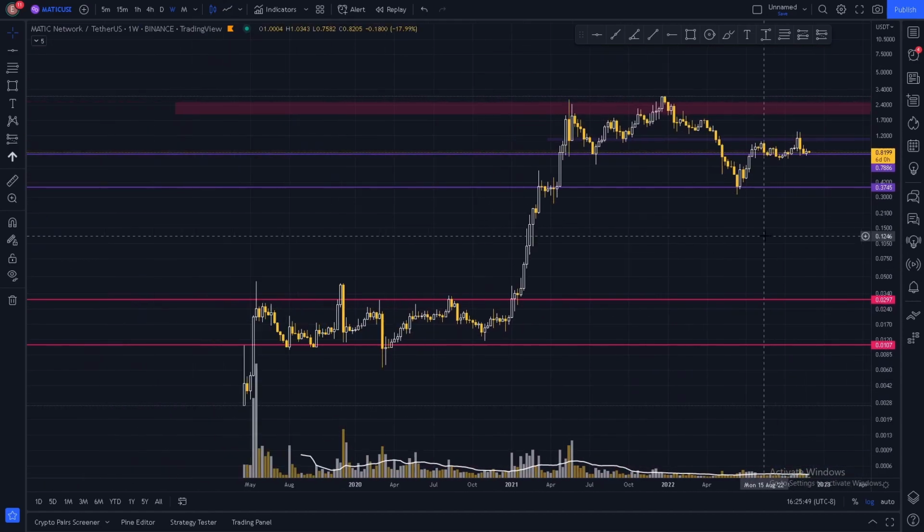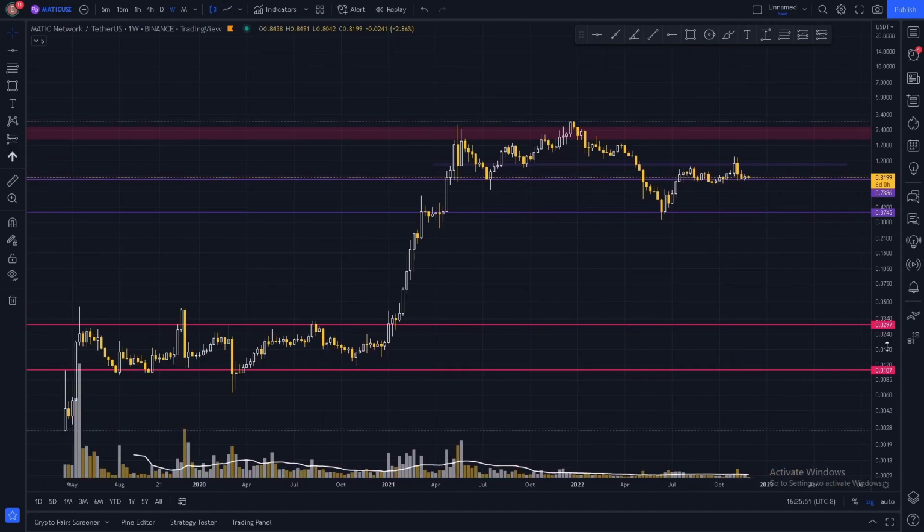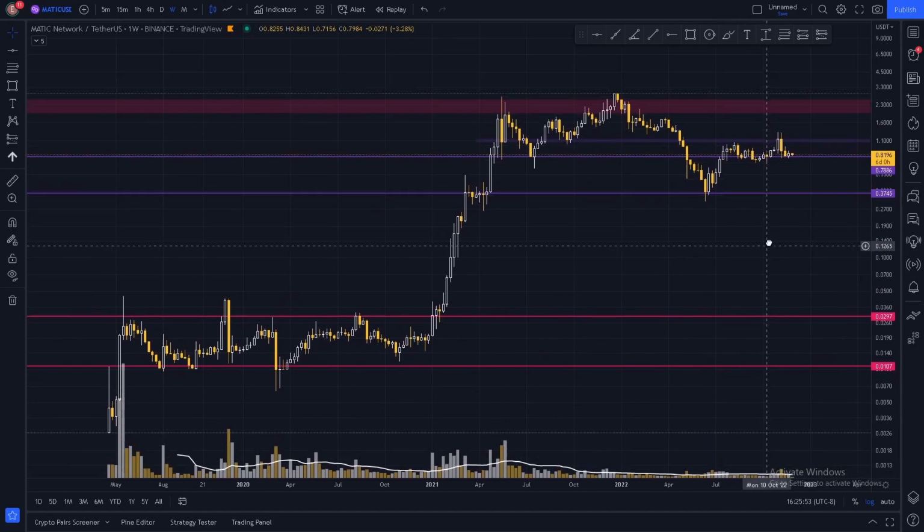So zooming out, these are all of our key levels plotted on the monthly and weekly time frame.